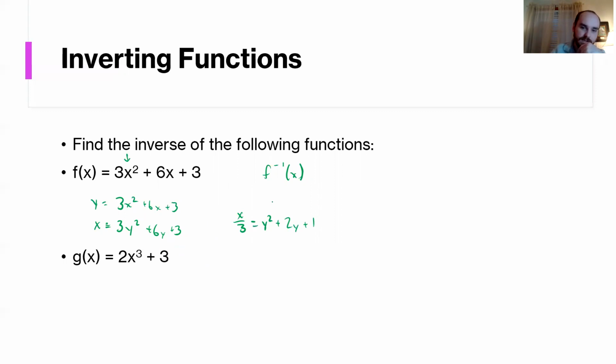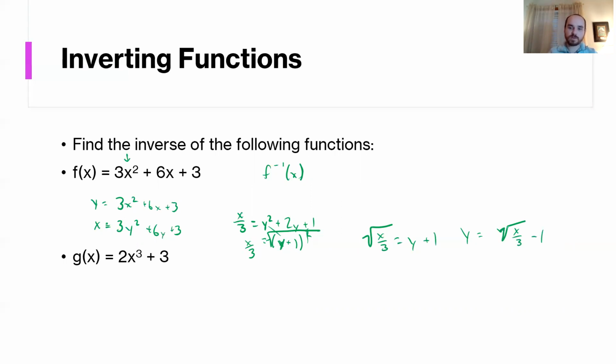Now, in this case, this actually factors to y plus 1 squared equals x over 3. Now, here's where this becomes a problem. We take the square root of both sides to get rid of this. These will cancel. We're left with the square root of x over 3 equals y plus 1. So we get y equals the square root of x over 3, minus 1.